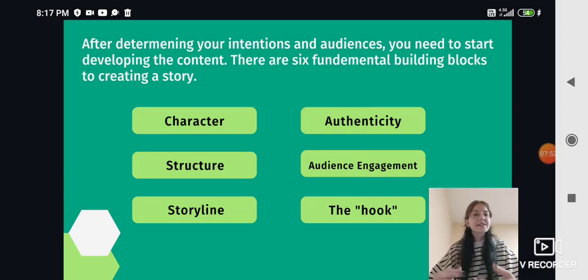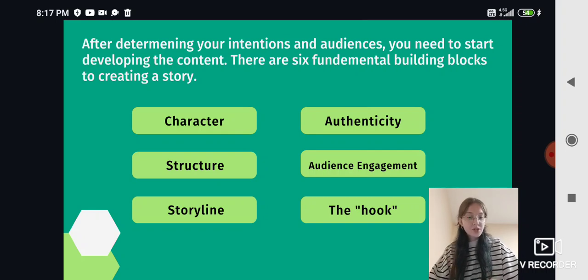The thing I want to say is, the more likable a character is, the more likes the story or the presentation gets. So, the second one is structure. Structure should be easy to follow. The storyline should be chronological and must include resistance and transformation.